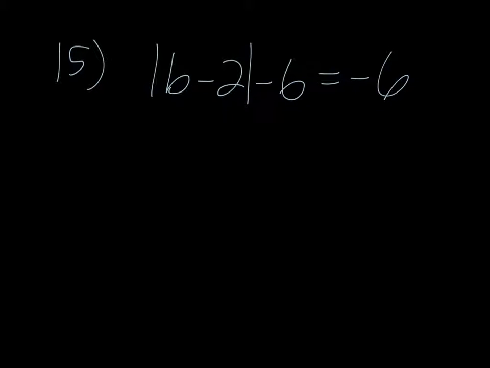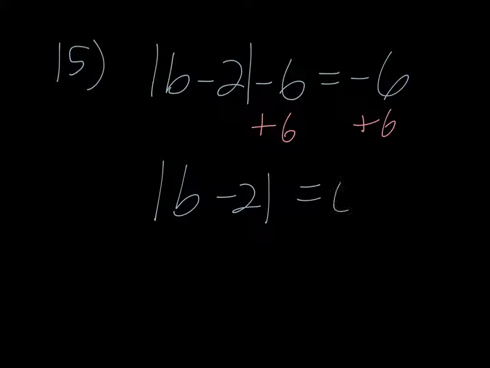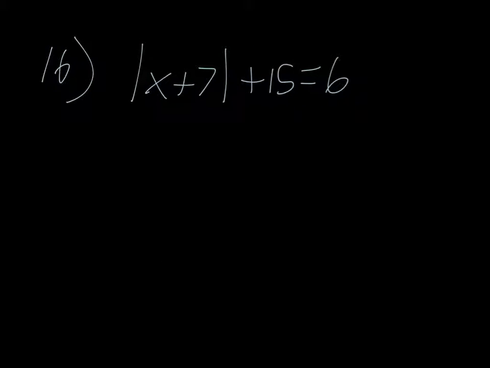I need to get the absolute value bars by itself, so I'm going to add 6 to both sides. This just happens to produce the number 0 over here on the right, which means we have less work to do than normal. The absolute value bars aren't doing anything then, because 0 is neither positive nor negative. The answer is 2. 2 minus 2 equals 0.